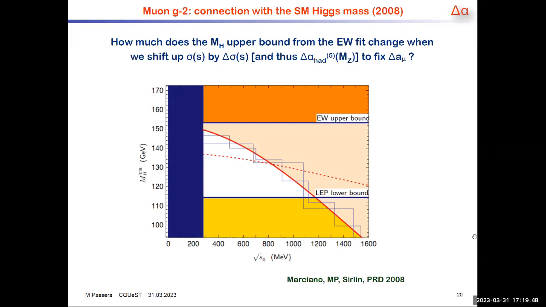the 95% confidence level upper bound on the mass of the Higgs was this value here, 150, 160 roughly, GeV. Now, there was also a lower bound already at the time, from LEP. LEP did not find it up to 114. So this was the window between these two, the allowed region in between. So our question was, if you fix the g-2 by changing the hadronic cross-section, how much do you change the global fit? And in particular, how much do you change the prediction of the Higgs mass?